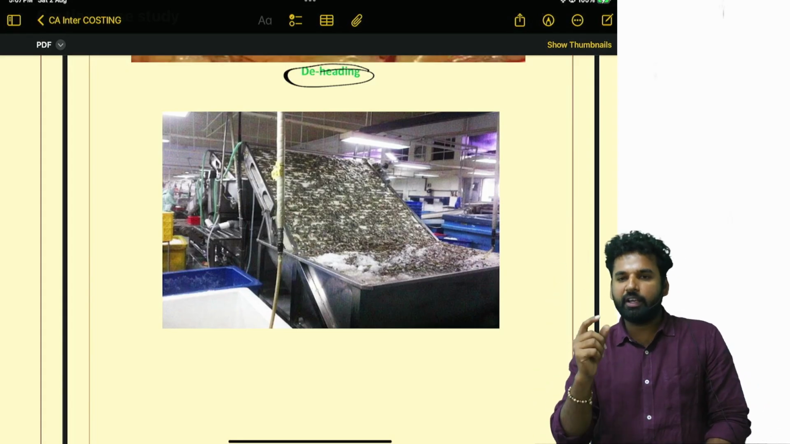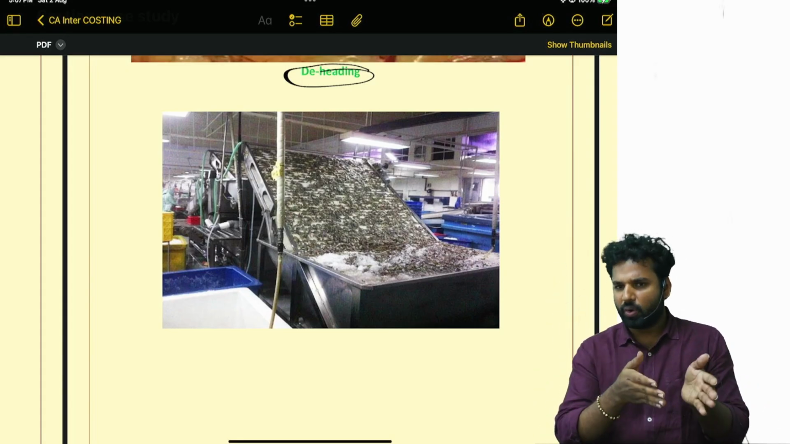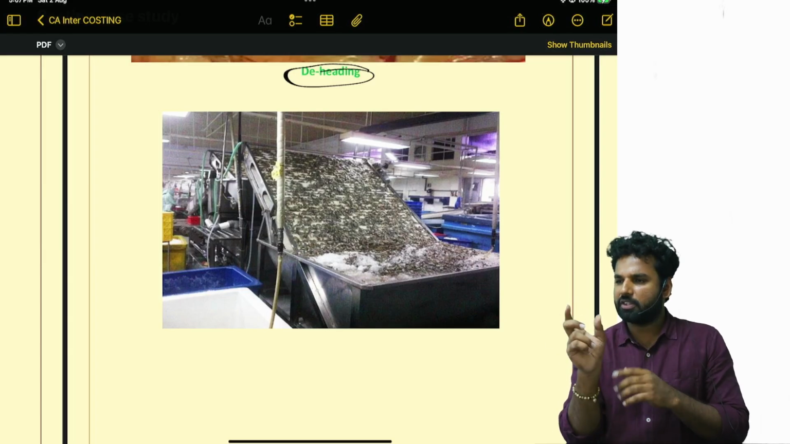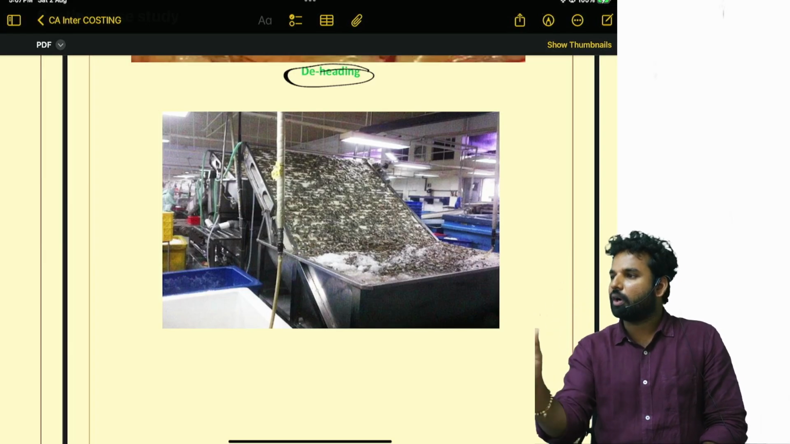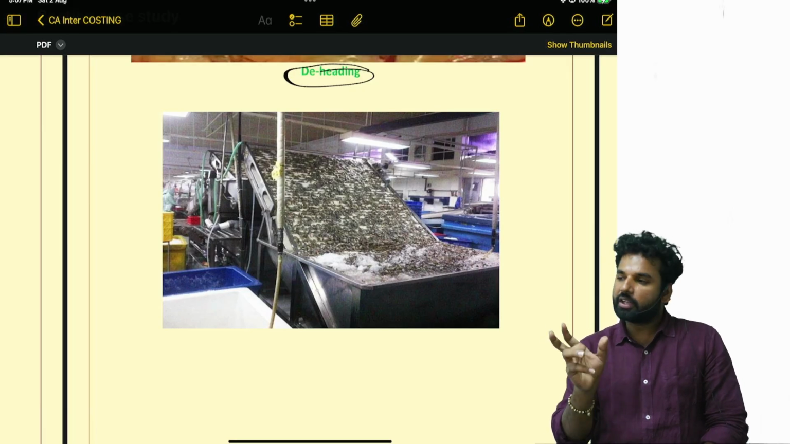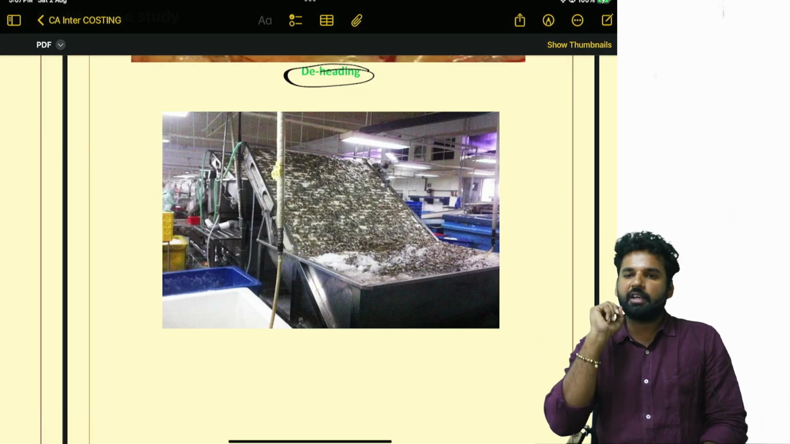While grading, the count will be the same, like count 21 to 25. That means it will range from 21 to 25, or from 31 to 40. Likewise, grades will be there. What is the grade? It is how many pieces there are per count.